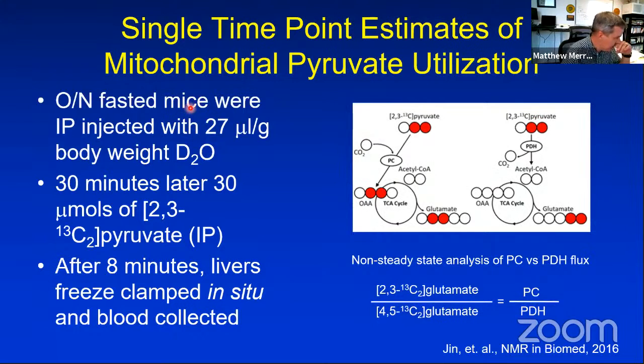Here's my experimental slide. You can actually do all of these at the same time. The mice were given an IP injection with 27 microliters per gram of body weight of D2O, and that produced the deuterium spectra that you saw. 30 minutes later, there was an IP injection of the pyruvate tracer. And then after only 8 minutes, the livers were freeze clamped in situ and the blood collected. From the livers we extract and get glutamate spectra, and from the blood we made the MAG, and you can do carbon-13 NMR on the monoacetone glucose as well.